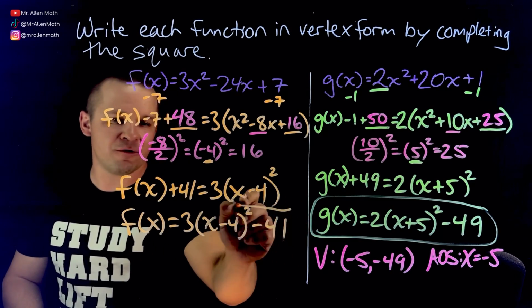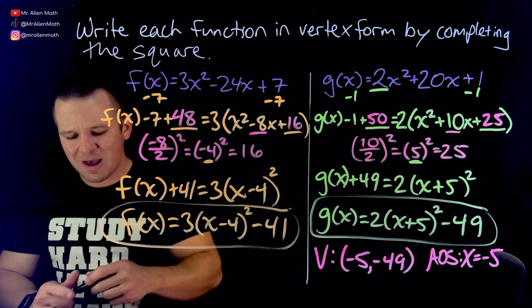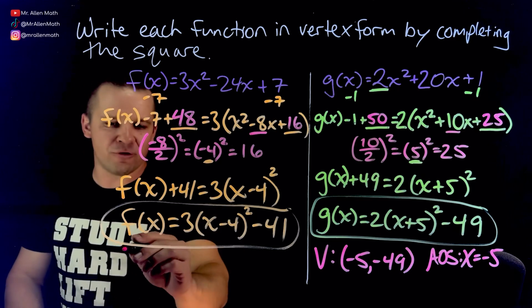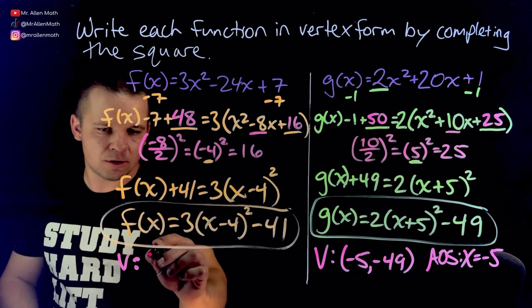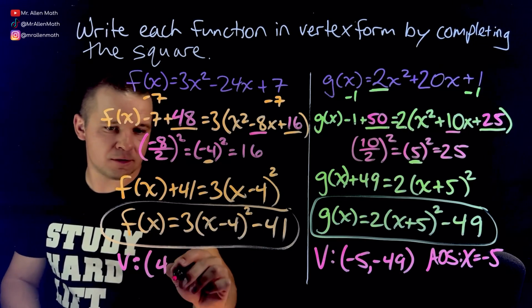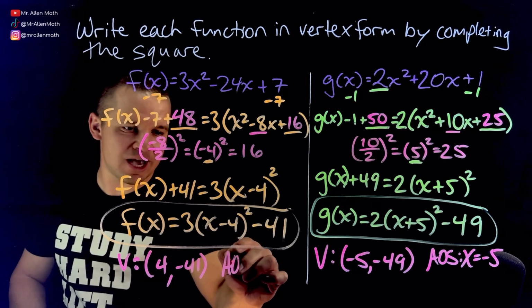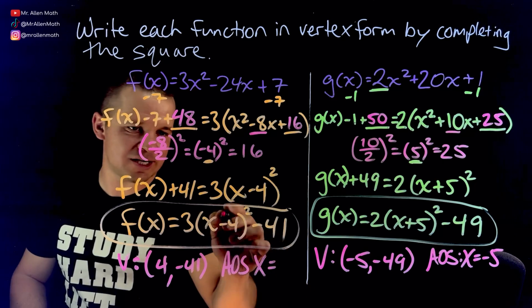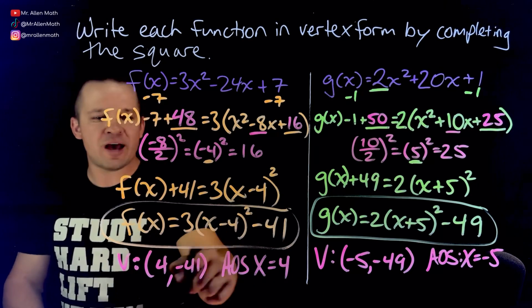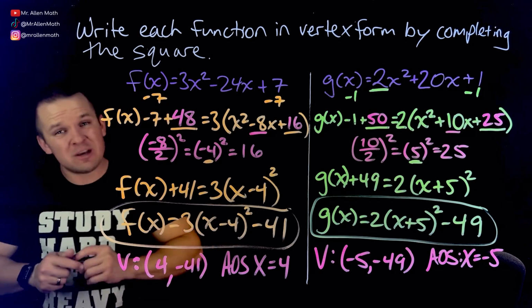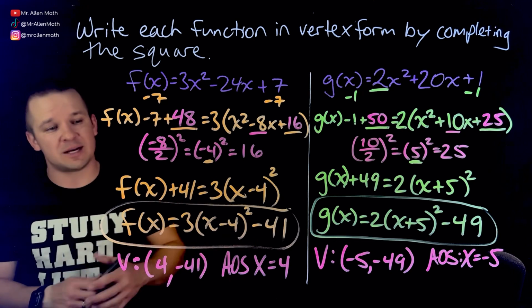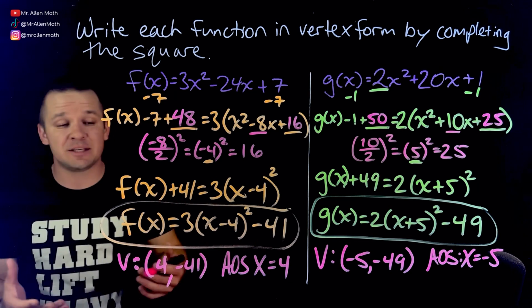That's it. Vertex form. And if we wanted to, a little bonus math here. My vertex is positive 4, negative 41. And my AOS, axis of symmetry, is x equals positive 4. That always matches my vertex. The thing you get from the vertex form is your vertex and axis of symmetry. Those are the easy things to get.